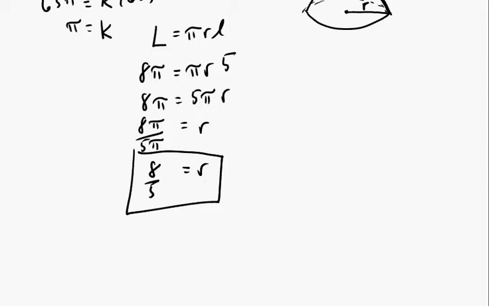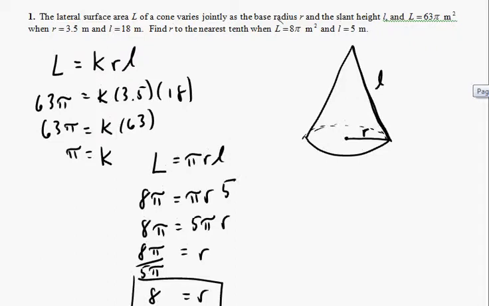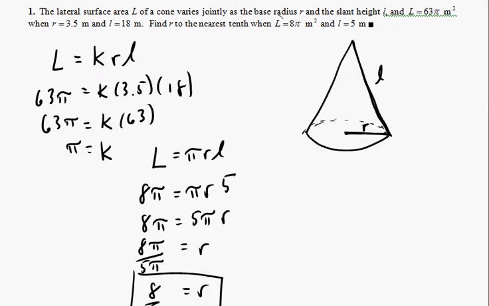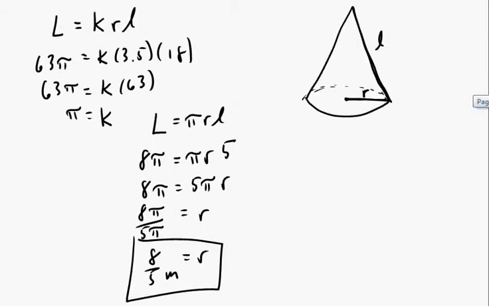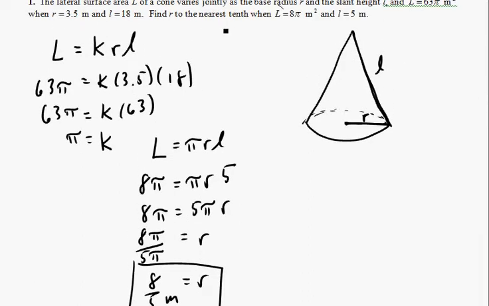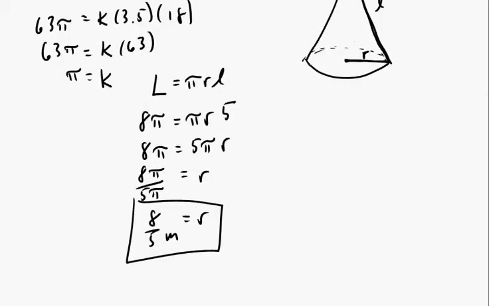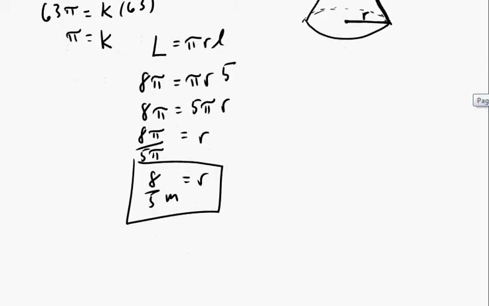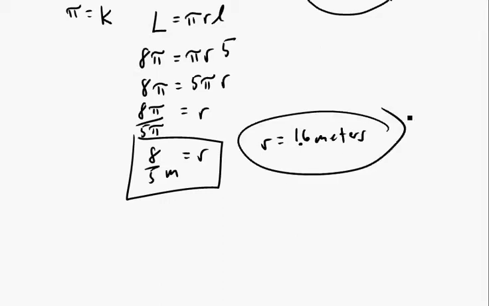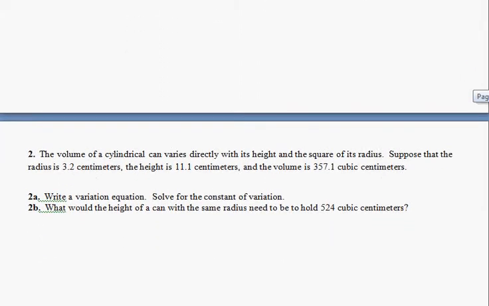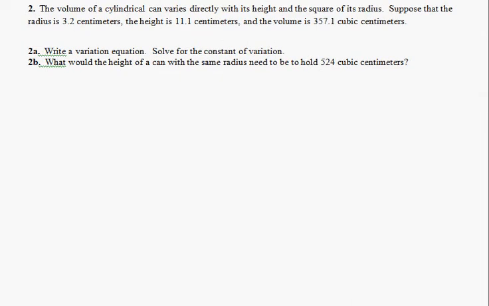And let's not forget our units. So r is a length. So if our measurements were in square meters and meters, the length should be in meters. So 8 fifths of a meter. Now, we were asked to find r to the nearest tenth. 8 divided by 5 is 1.6, so I'll also write our answer as a decimal, 1.6 meters. Okay. Take a moment, pause the video, and see if you can do problem number 2.